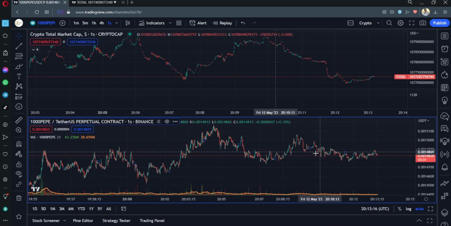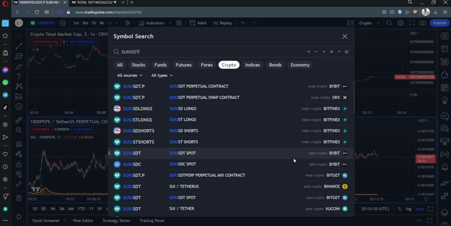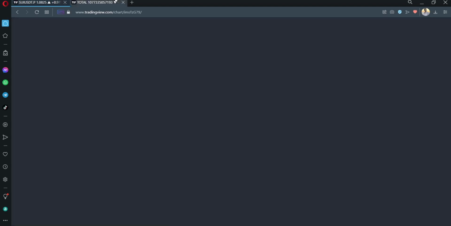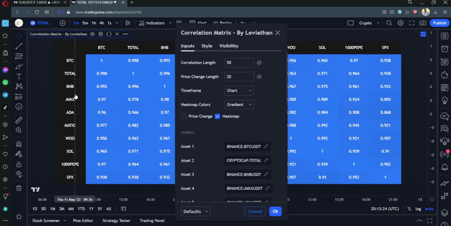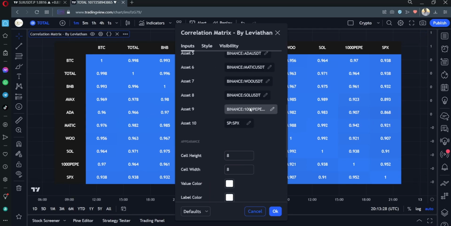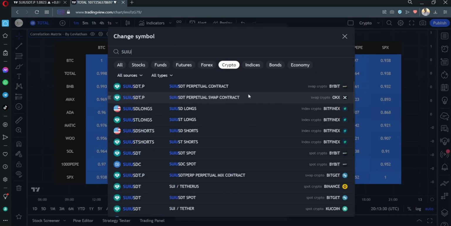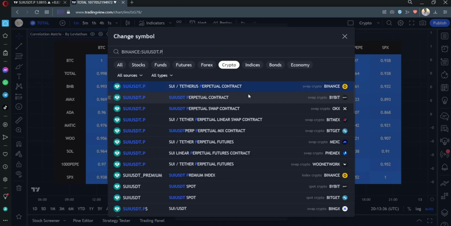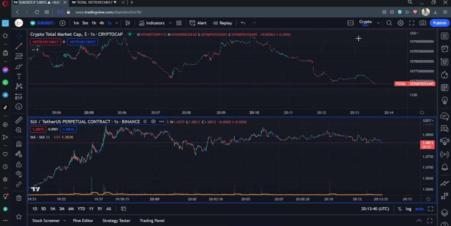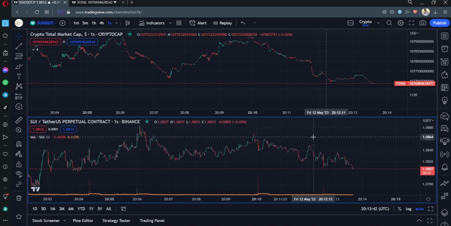Okay? So this doesn't just work on Pepe, it can work on whatever you want, you name it, anything that's correlated to the market cap and correlated to Bitcoin. If you want to find out correlation, go to Leviathan's indicator correlation matrix, and then type in the coin that you're interested in, because you do need to go look at the correlation. Because if you don't, you could be missing out on a lot of important information. Because most things are correlated to Bitcoin, but not everything.